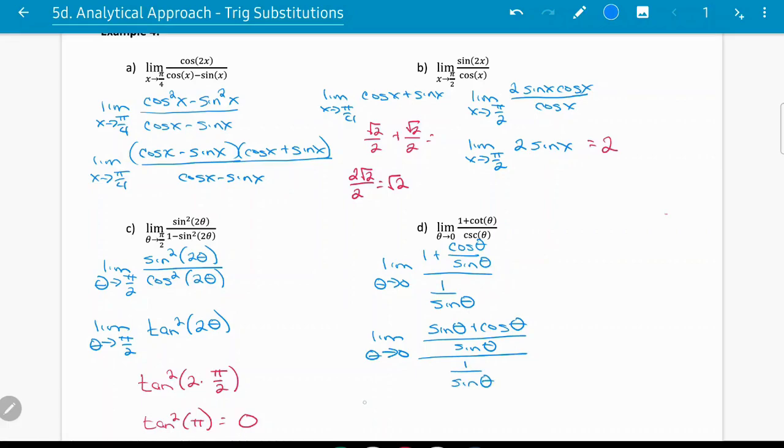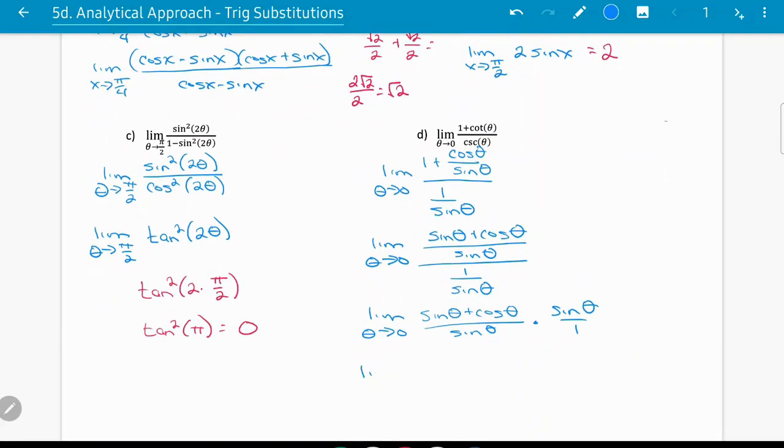And so keep change flip, this becomes the limit as theta approaches 0. So we're taking sine theta plus cosine theta over sine theta, dividing by 1 over sine theta, so that's the same as multiplying, and so we have sine theta plus cosine theta over sine theta times sine theta over 1, and so this is the limit as theta approaches 0 of sine theta plus cosine theta. Direct substitution gives us 1.